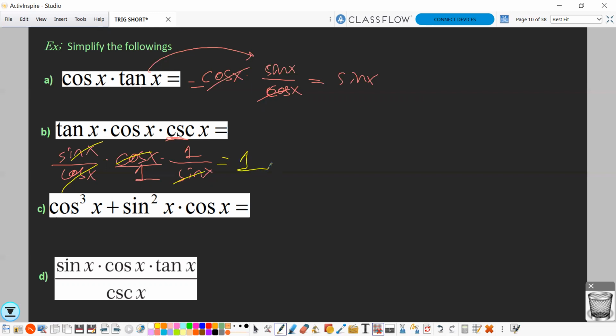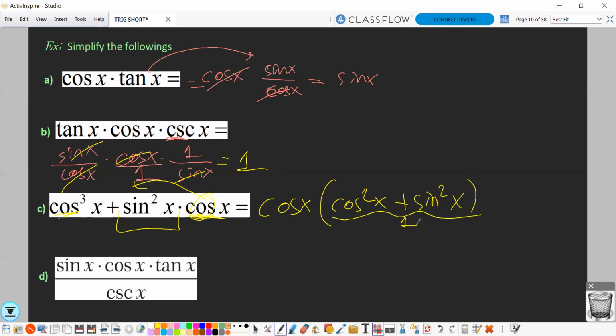Everything is simplified. In here, cosine cubed means cosine times cosine squared. So if you move one cosine x outside from the cube, you will have cosine squared x plus, this cosine x will go outside, sine squared x. So this was the formula that equals 1. So cosine x times 1 is cosine x. The other one, just replace the things that you can. Sine x and cosine x, there is nothing to replace with them.